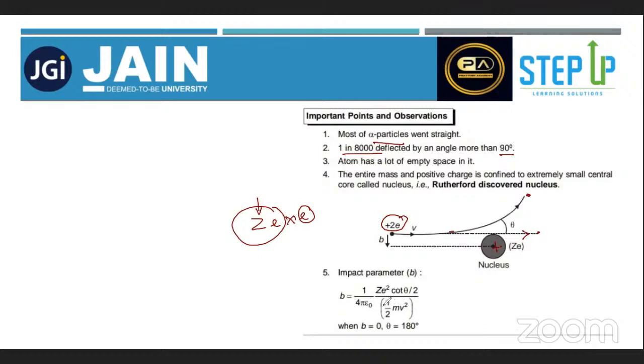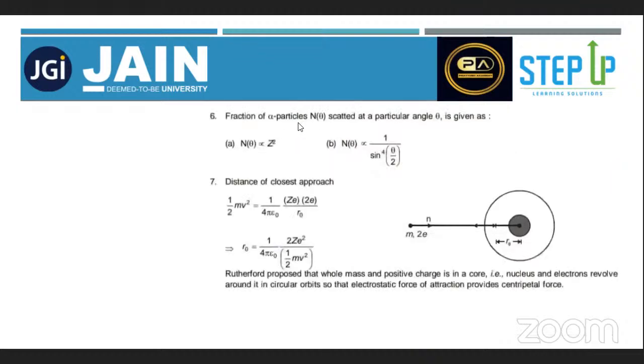Half mv squared is the kinetic energy. So this is our impact parameter b equals kZe squared cot theta by 2 over half mv squared. This can also be said as the distance of closest approach, the maximum an alpha particle can get close to the nucleus. We have the equations for the fraction of alpha particles scattered at a particular angle theta. How many of them are scattering? N theta is proportional to Z squared, and N theta is proportional to 1 over sine to the power 4 of theta by 2.